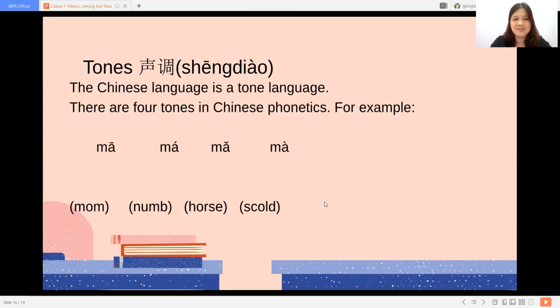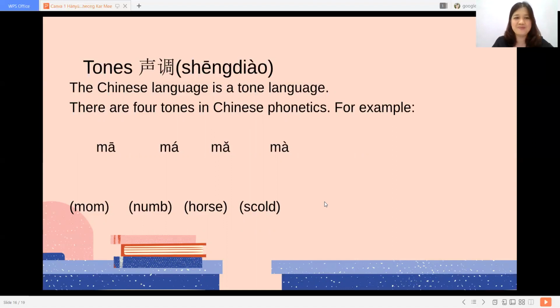For example, the first one, ma, with a little line on top of the A. How about the second one, ma, with the rising tone from down to up. And the third one is ma with the little Nike sign on top of the A. How about the last one? The last one is ma with the 4th tone. So you see, each combination of initial and finals with different tones, when you pronounce it correctly, actually represents different meaning.